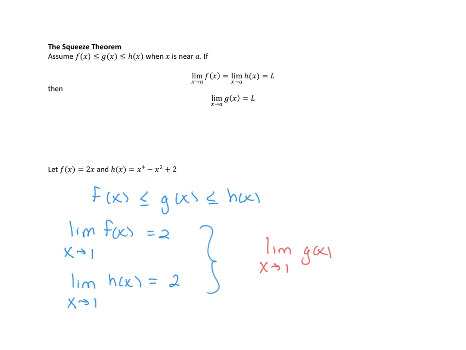And by the squeeze theorem, we can actually say it is equal to 2. The reason is, if you know what the outside functions are doing, and you know their limits, since this function g is between these two, it's forced that the limit is also equal to 2. Let's look at a graphical reason as to why this works.